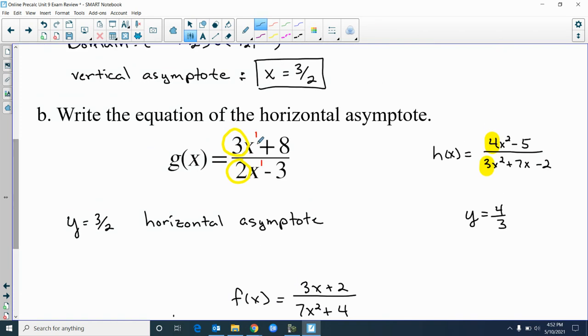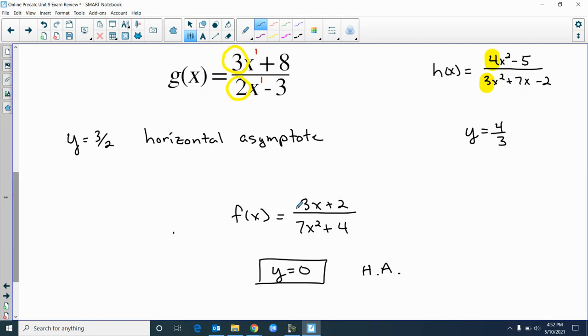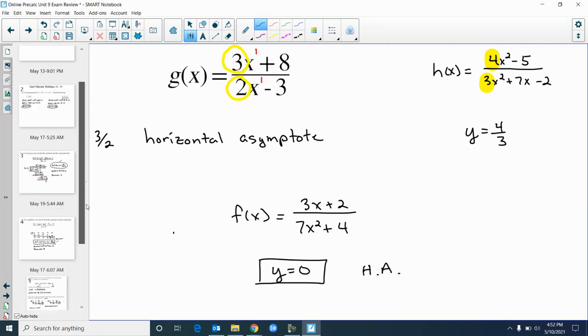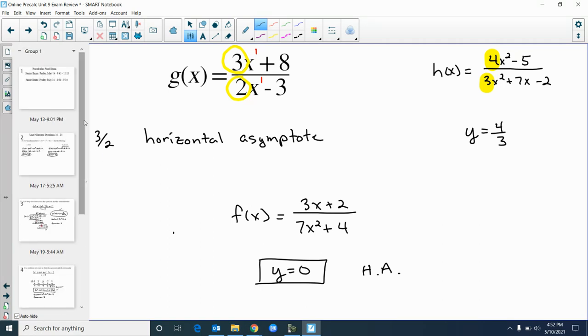But you do need to know where they are the same power, whether they're both x squared or both x's. You just look at the coefficients. And then you have to know if the degree of the numerator is less than the degree of the denominator, it's automatically y equals 0. That's part of what you learn. Okay, that is the end of our Unit 9 review. Make sure you go through here, make sure these problems make sense.